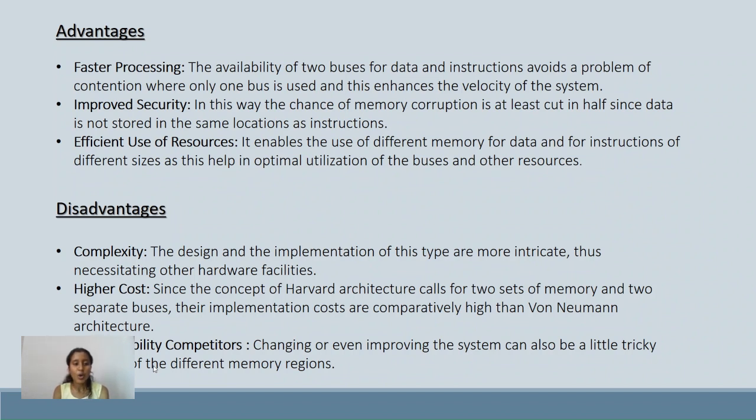Disadvantages: complexity. The design and the implementation of this type are more intricate, thus necessitating other hardware facilities. Higher cost, since the concept of Harvard architecture calls for two sets of memory and two separate buses, their implementation costs are comparatively high than von Neumann architecture.